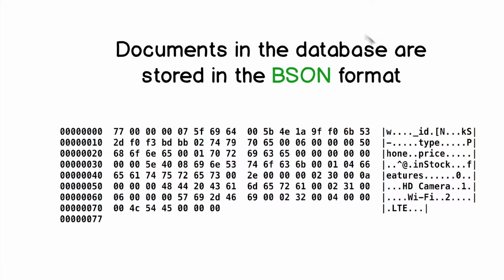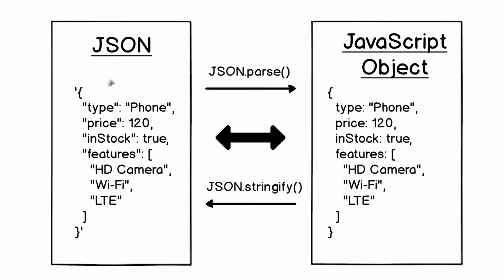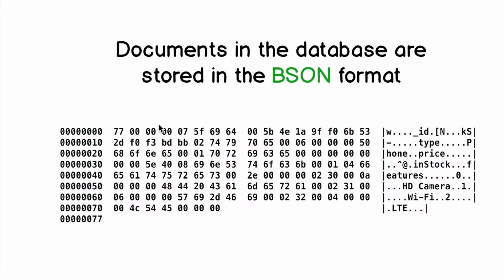All documents in the MongoDB database are stored using the BSON format. BSON stands for binary JSON. And here you see an example of a document that is stored using BSON format. It is exactly the same document that we have discussed before. This one. Type, phone, price 120 and so on. And you see this data here.